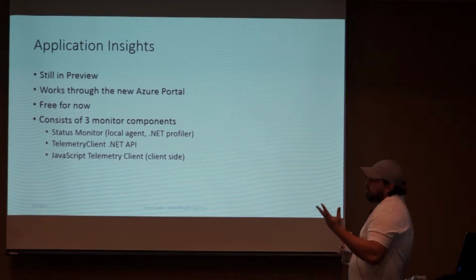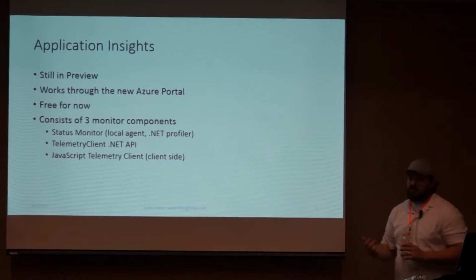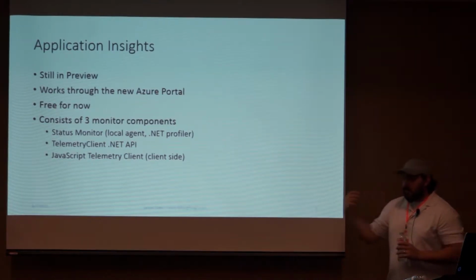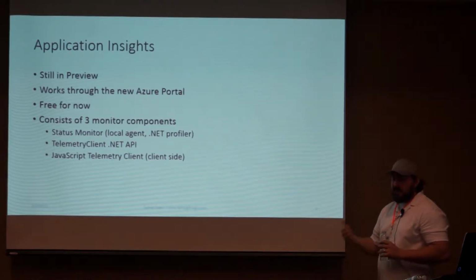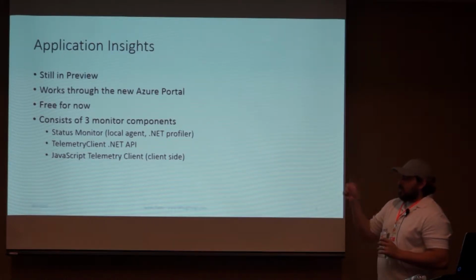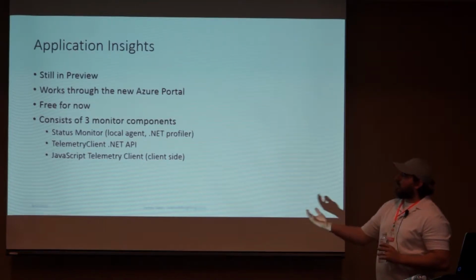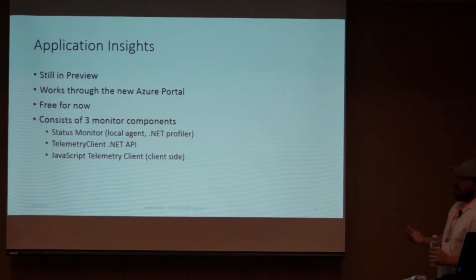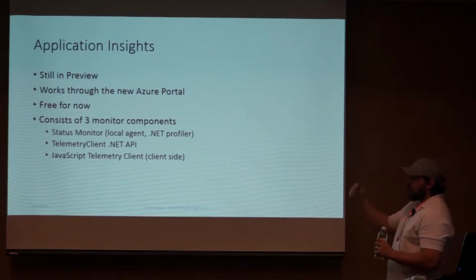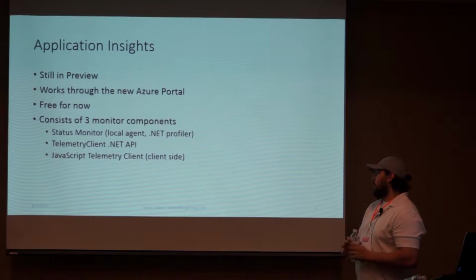There are 3 components that you can use to get your insights out. Your status monitor, which is what we were talking about, where it's your local agent that gets you all of your back-end performance counters. It also is a CLR profiler, .NET profiler, so it's pulling back selectively instrumented method calls inside of .NET. There's a telemetry client, .NET API, which is what you can use to tell your code to send off specific bits of metrics or telemetry to the servers out in the cloud.